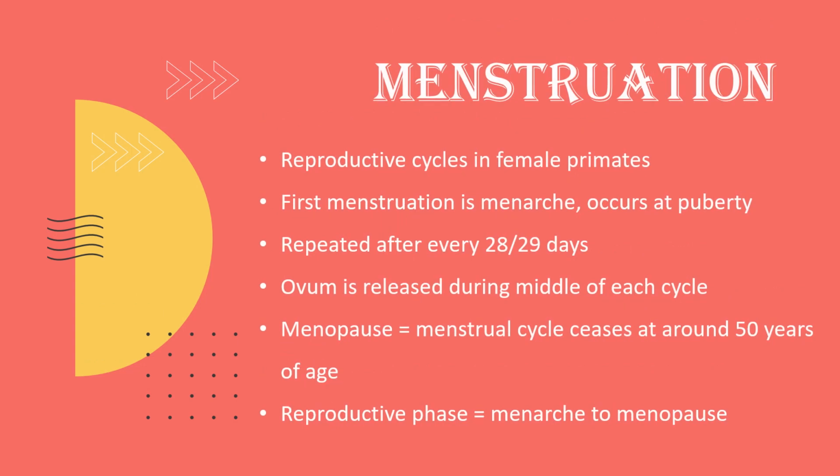Let us now understand the process of menstruation. Menstruation is reproductive cycles in female primates. The first menstruation is known as menarche, that occurs at puberty and is repeated after every 28 to 29 days. That's an average, but it's not absolute in each case. Ovum is released during middle of each cycle, that is approximately at the 14th day. Menopause is the end of menstrual cycle that occurs at around 50 years of age. Reproductive phase in human females or primate females are considered to be between menarche to menopause.